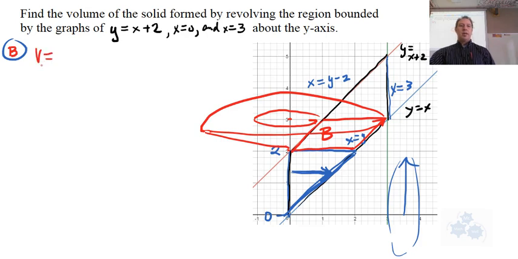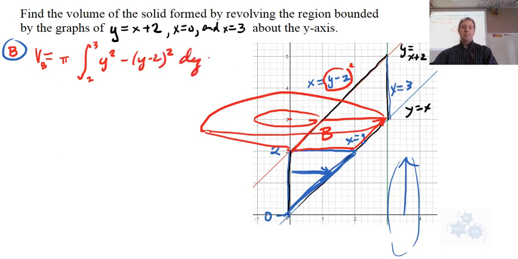then the volume for B is going to be pi r squared, right? So pi times the integral. We know we're going to go from 2 to 3. And this one is going to be the far right boundary. So what's that going to be here? That's going to be your x equals y line, right? So that's going to be y squared minus, what's the inside line? Y minus 2 squared, dy. Y minus 2? Yeah, because that's the line here. That's the equation of the line.